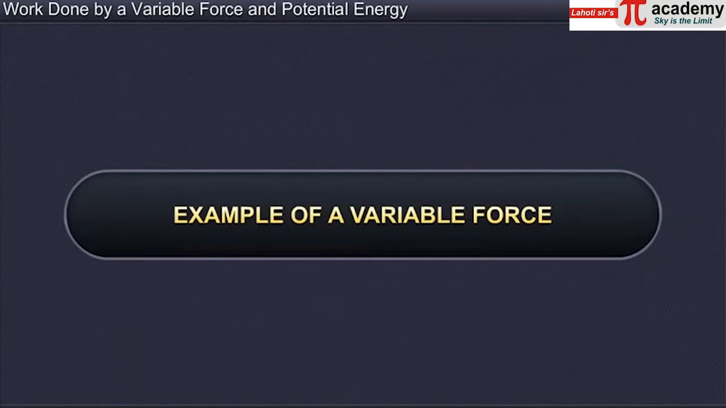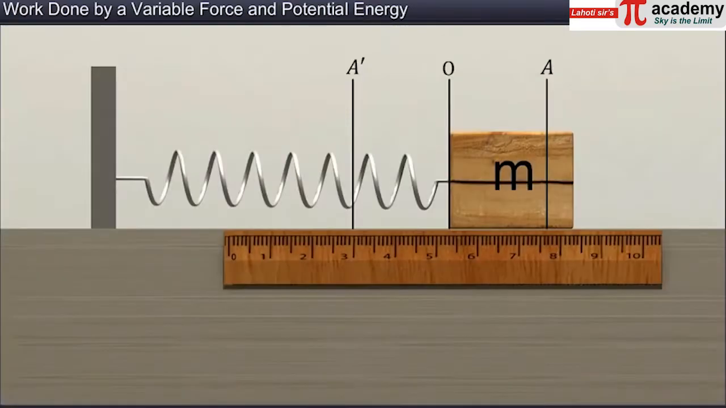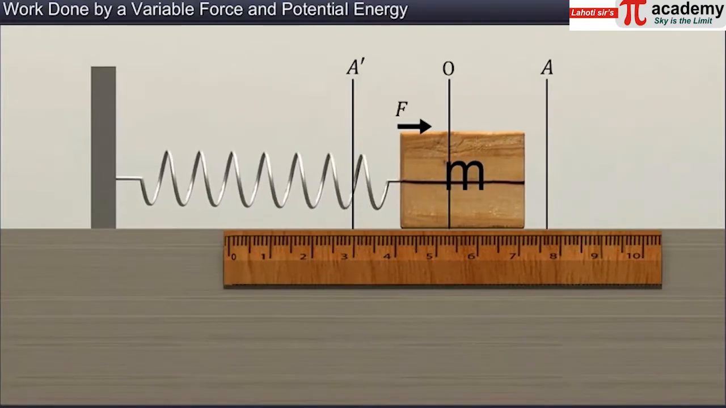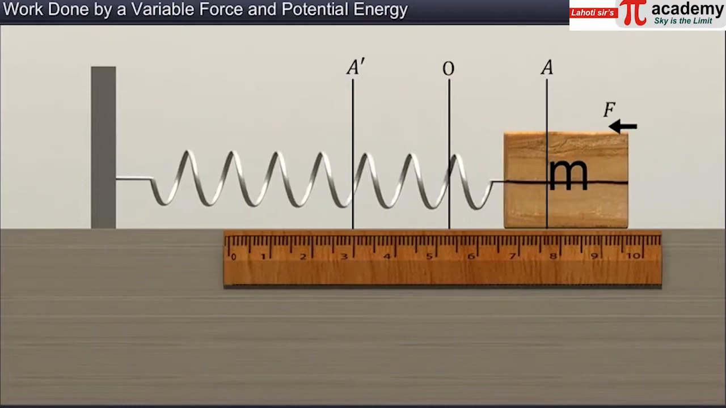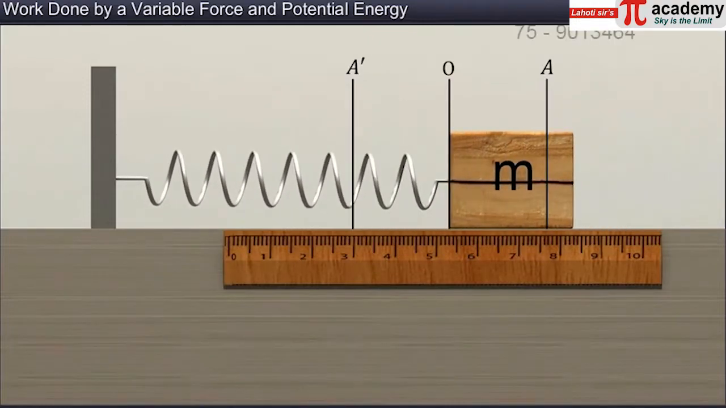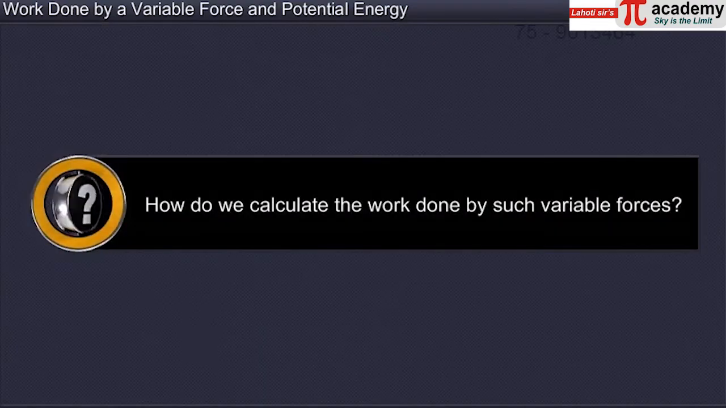Let's look at an example of a variable force. As the spring oscillates between the extreme positions O and A, the restoring force on it keeps changing with the displacement from the mean position. This is a variable force on the spring. How do we calculate the work done by such variable forces?